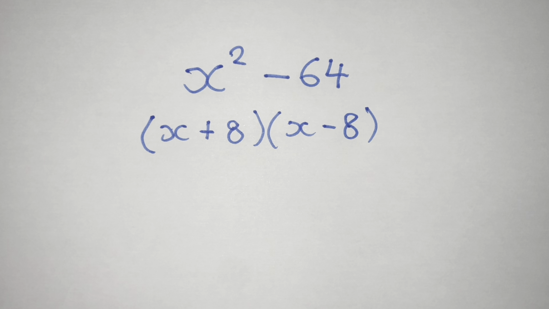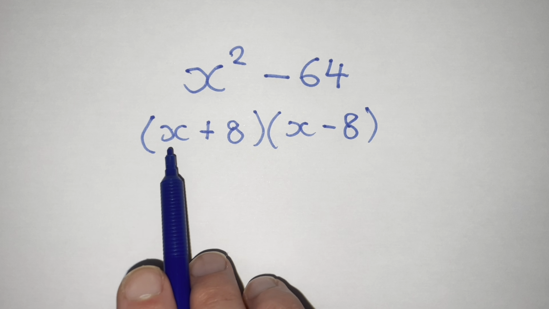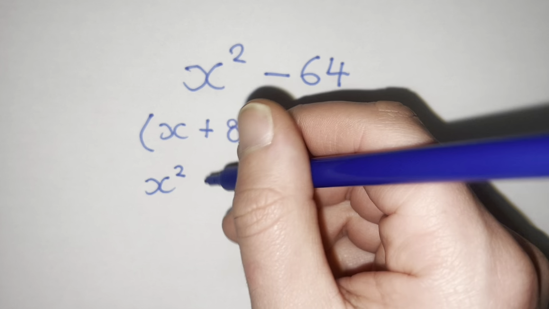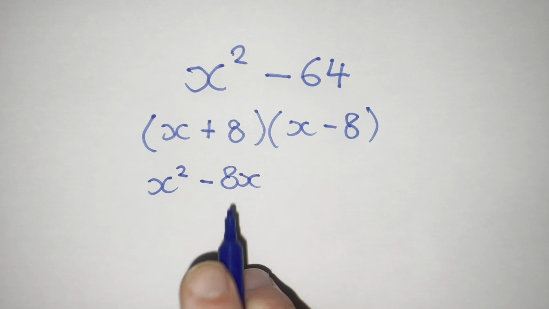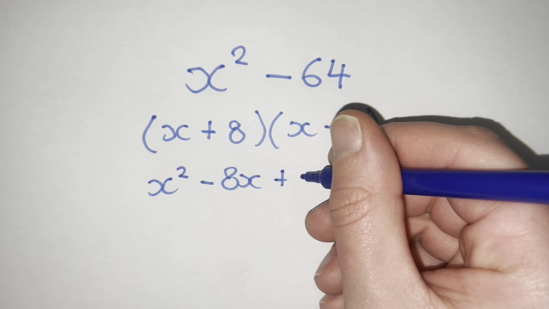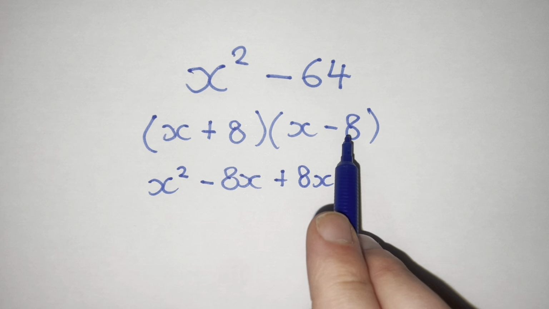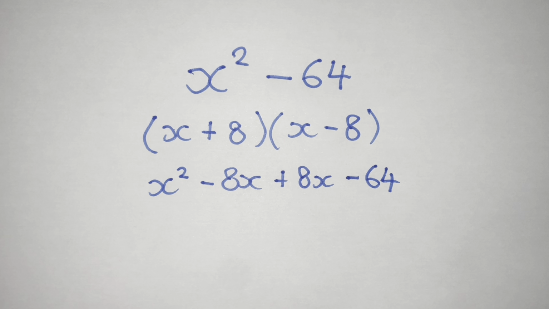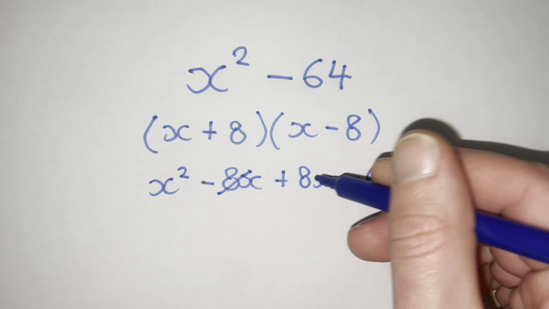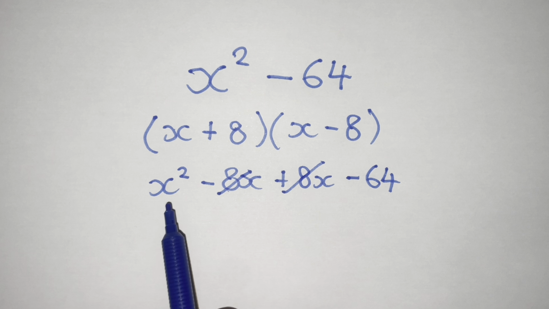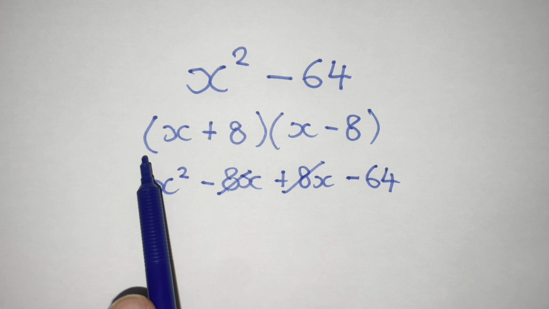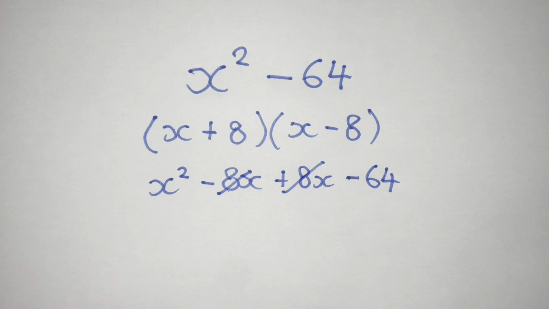Again, we can show how this works by expanding those brackets back out. X times x is x squared. X times negative 8, negative 8x. 8 multiplied by x is 8x. And then 8 multiplied by negative 8 is negative 64. Now we can see that when we simplify this expression by collecting like terms in the middle, these two terms again cancel each other out. So we're just left with x squared minus 64, our original expression back again. So this is our final answer, x plus 8, x minus 8.